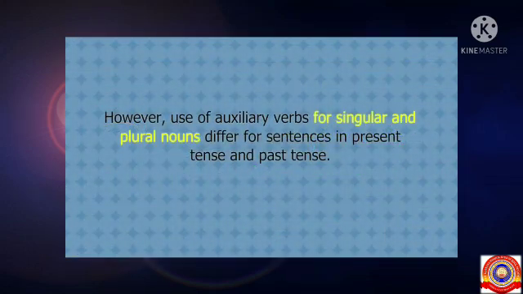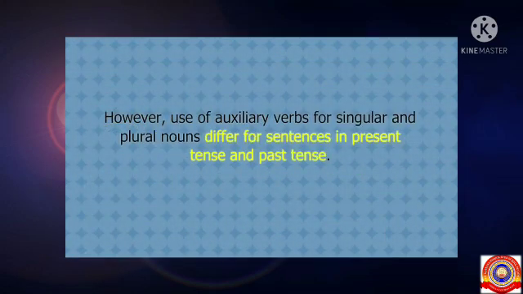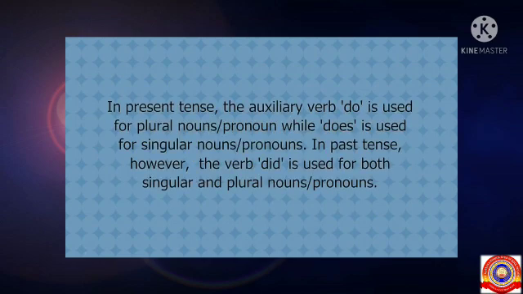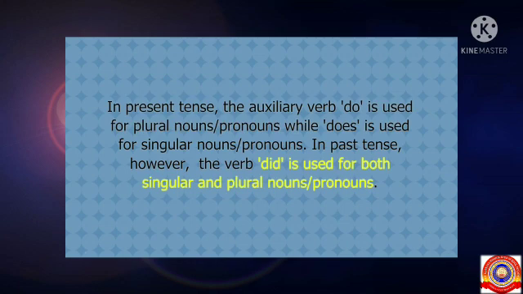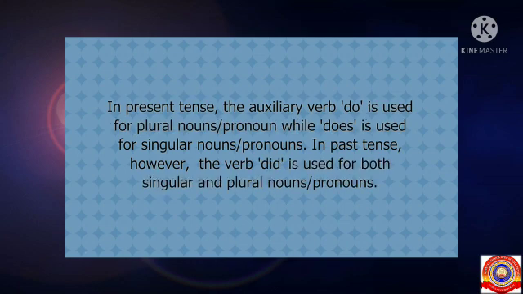However, use of auxiliary verbs for singular and plural nouns differ for sentences in present tense and past tense. In present tense, the auxiliary verb do is used for plural nouns or pronouns, while does is used for singular nouns or pronouns. In past tense, however, the verb did is used for both singular and plural nouns or pronouns.